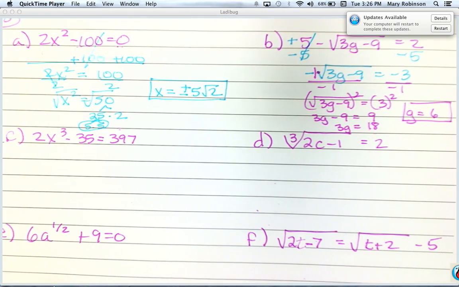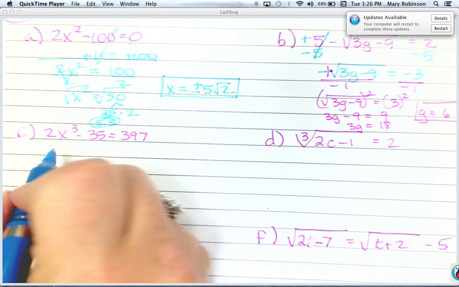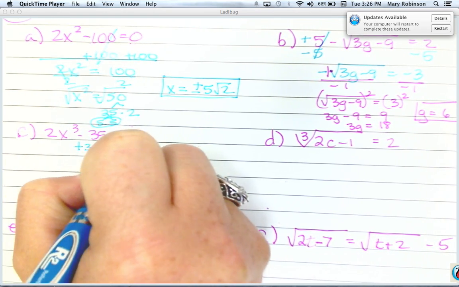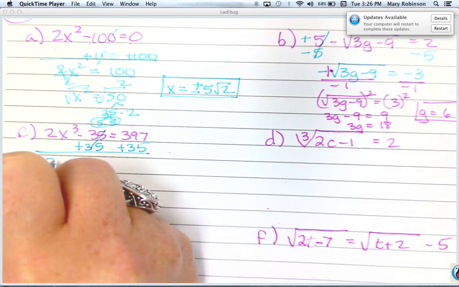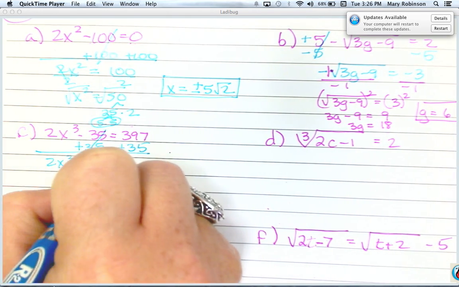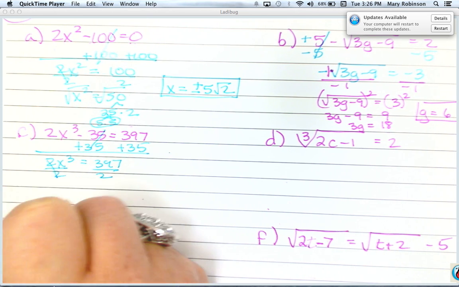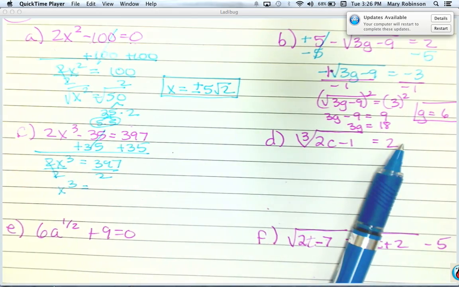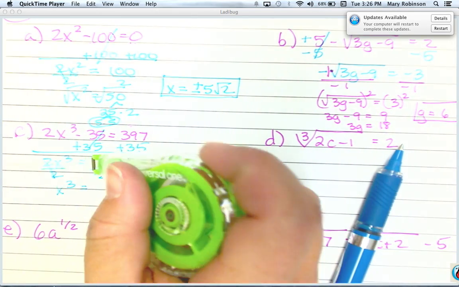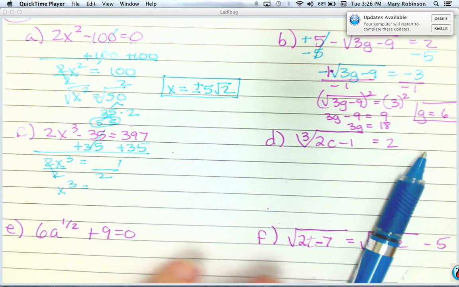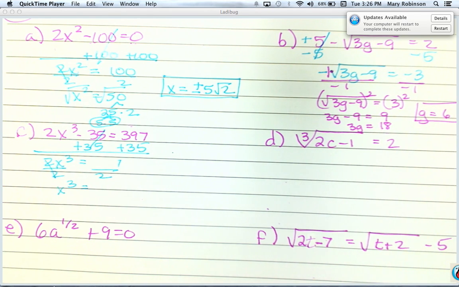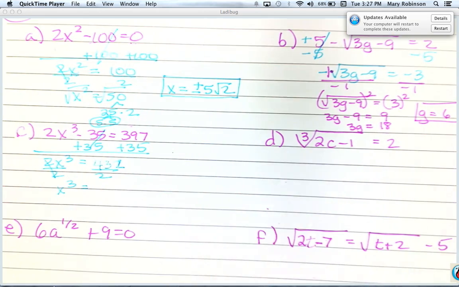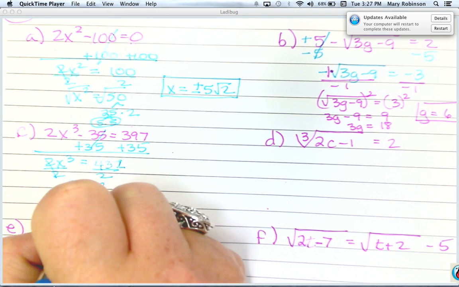Next, for C, we have a cubic equation. We still have to get the x cubed by itself, so we undo addition or subtraction by first adding 35. Next, we divide by 2. Oops, I'm sorry. I didn't even add my value. Sorry. 397 plus 35 is 432. When I divide that by 2, I get 216.